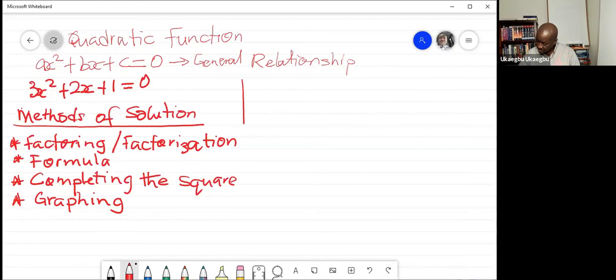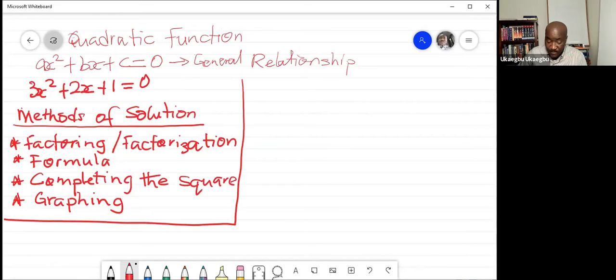So let's start with factoring. By the way, not all quadratic equations are factorable. But let's start with the one that might be factorable. Let me use this example. x squared plus 7x plus 12 equal to 0. So let's use this one as an example and try to use factoring. If it doesn't work, we try another solution. Okay? So we are using factoring now.